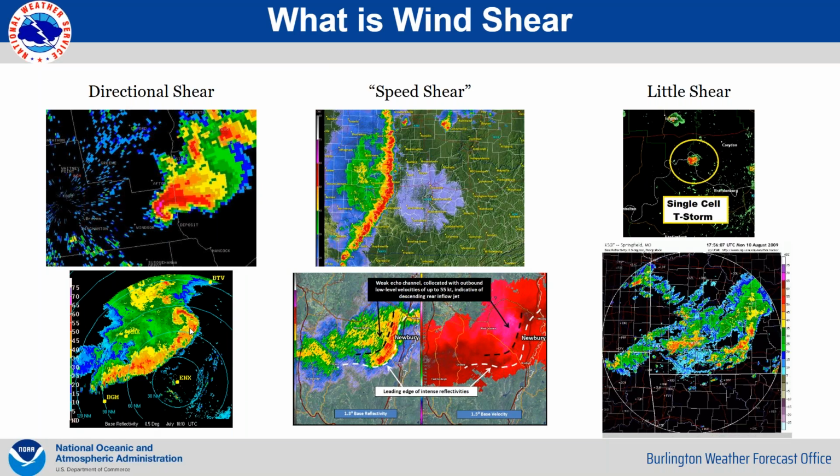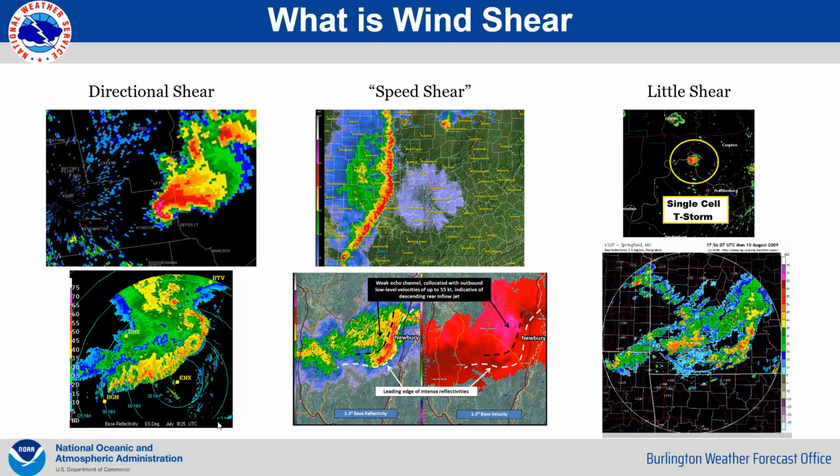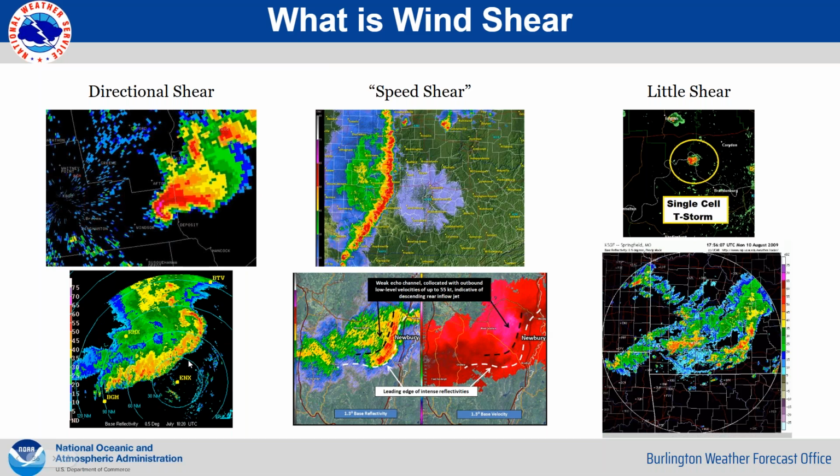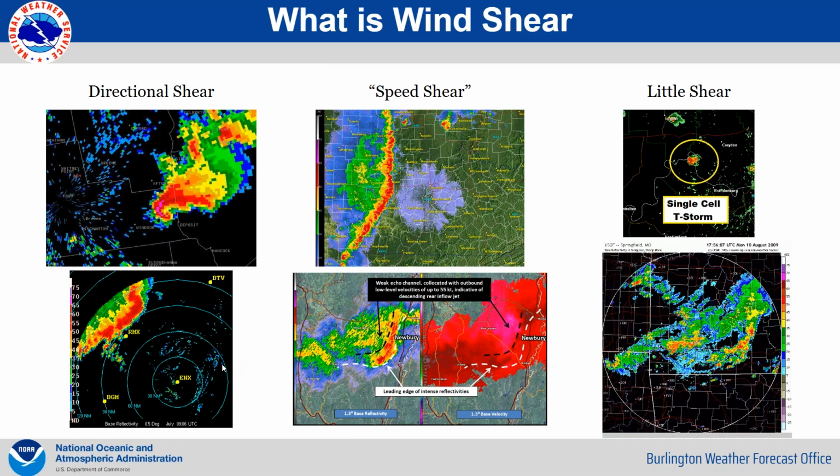When you're dealing with a larger scale system like a derecho, I have the Adirondack derecho of 1995 here, where you have bookend vortices that help to reinforce strong winds to the south of wherever that bookend vortex develops.